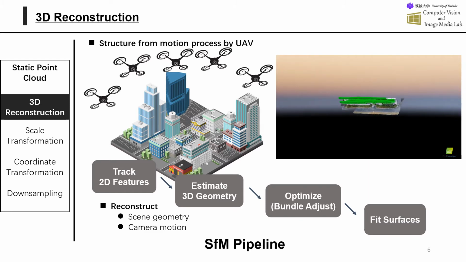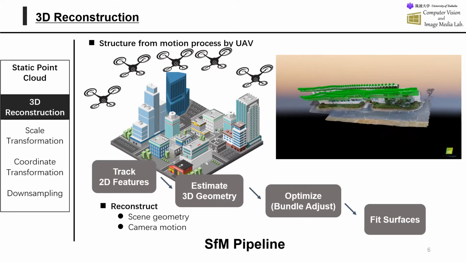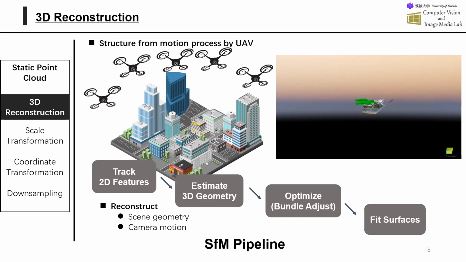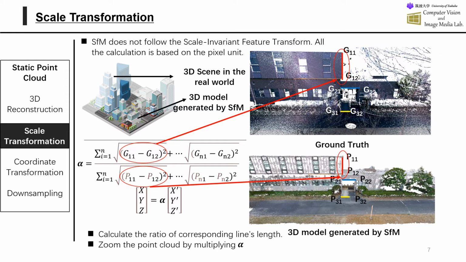The function of SFM is to output the 3D scene geometry and camera motion at the same time, and this video shows the reconstruction model in my experiment. However, SFM is mainly based on estimation of feature points and the BA optimization, and they do not contain the scale information in reality.